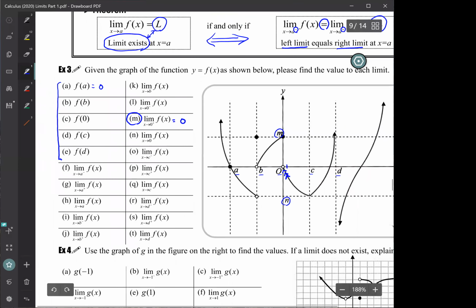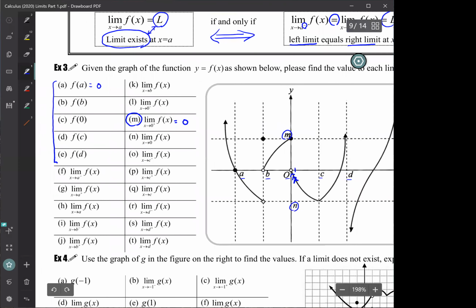Okay, so I would like all of you to try all these questions. I'll give you about 5 minutes, and then we'll go over the answers. When you finish, please raise your hand.